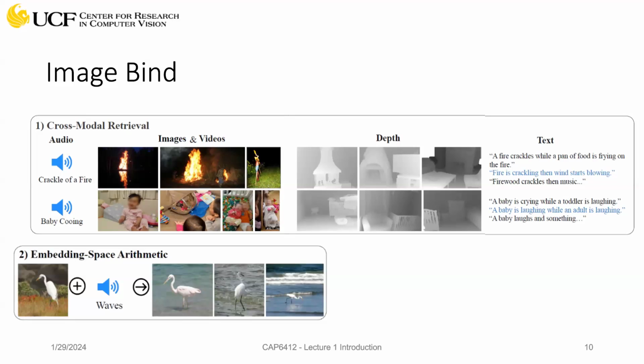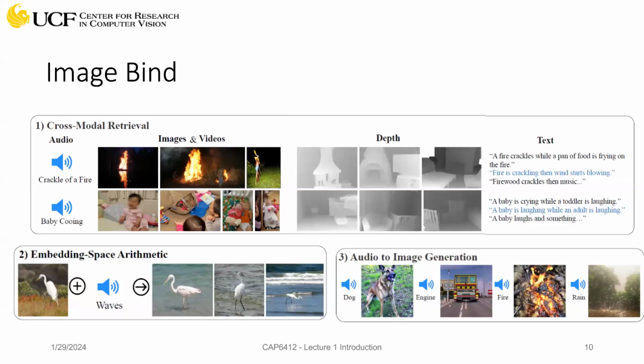And you can also do some kind of arithmetic. Let's say you take the embedding of an image, the embedding of the waves audio, and then retrieve these images, which look like the bird with the waves and so on, which is very nice. Also here you can take the audio of a dog and use that embedding with DALL-E 2 to synthesize an image of a dog. Take the audio of an engine and give it to DALL-E 2 and synthesize an image and so on. So it's very nice, very cool.